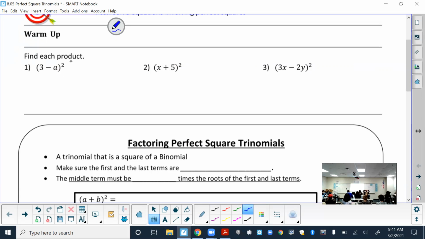So I've had some students think that they can just use the power rule. But because there's a minus sign in the middle, you cannot do that. So you do have to expand this. Becomes 3 minus a times 3 minus a. All right, that's what that square means. It means you're multiplying this by itself that many times. From here, how do I solve this? FOIL. FOIL or distribute, whichever one you like better.